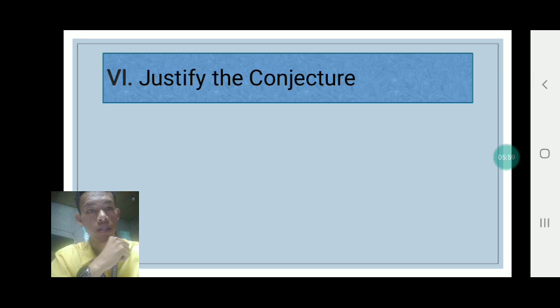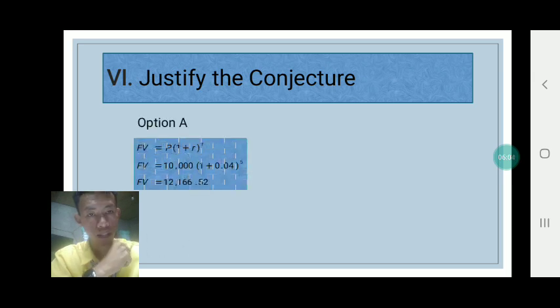So the next step is justify the conjecture. For option A, FV equals present value multiplied by 1 plus rate raised to time. You did this already in step 5 by substituting the given into the formula. To justify the conjecture, we need to calculate the total future value of option A. So, 12,166.55. You can just input this into the calculator.